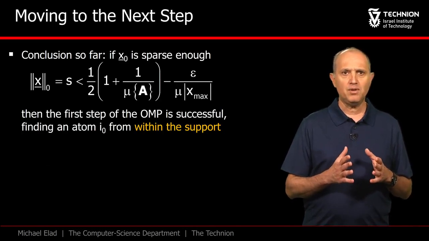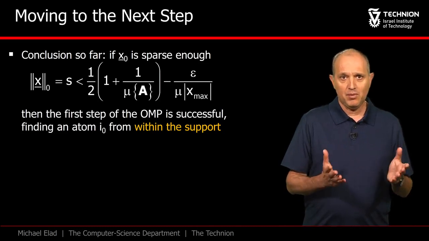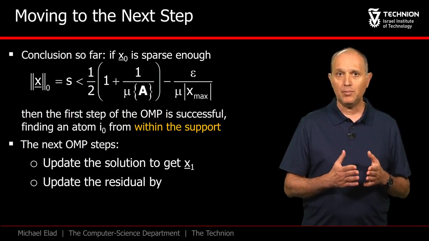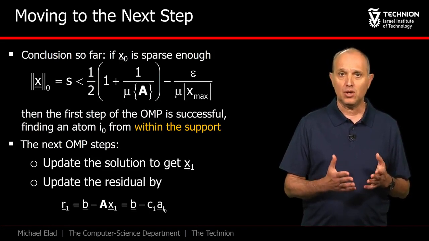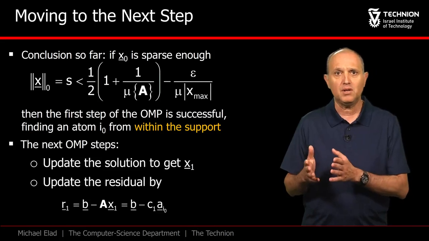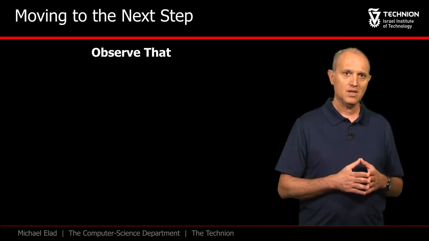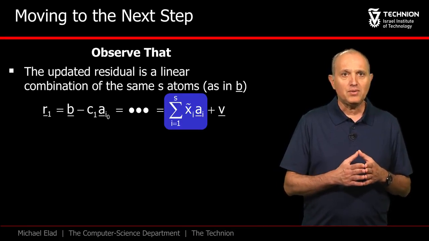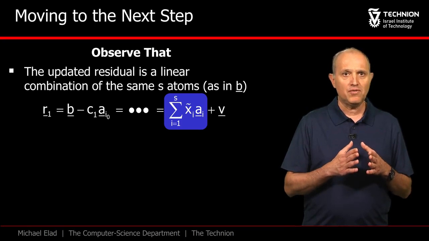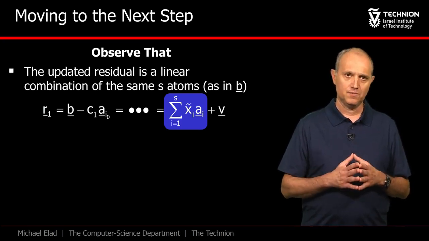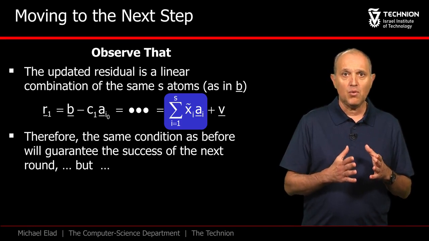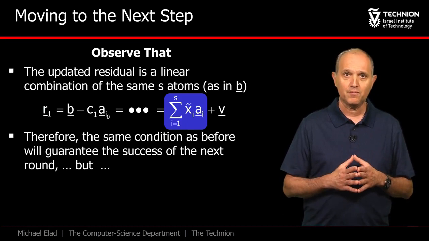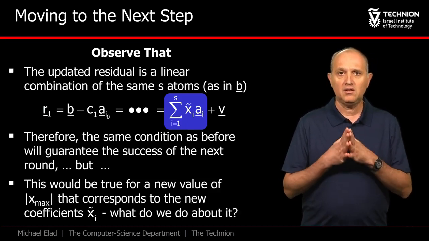So the first round of the OMP is successful under this assumption on S, and this implies that an atom from within the support will be chosen. The next steps are to update the solution and then update the residual accordingly to be b minus some coefficient multiplying the chosen atom. As we move to the next step of the OMP, observe that with this update, the obtained residual is the weighted average of the S original atoms, just as b was. This is great, because it implies that with the very same condition, we could guarantee the success of the next round of the OMP. However, there is one delicate difficulty here.